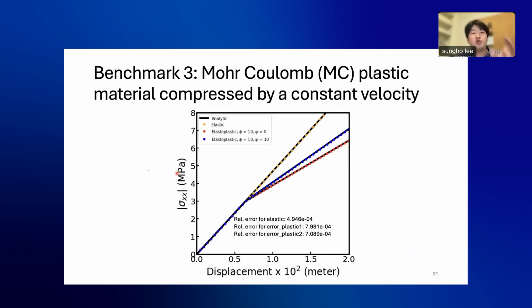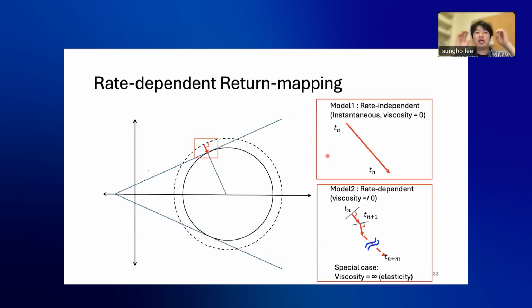So I reuse the previous benchmark again, considering the plastic failure. In either case, whether the two angles, the friction angle and dilation angle, are identical or different, it is well matched with the analytic solution. However, in reality, return mapping does not occur instantaneously. It is a more complex mechanism involving some time-dependent characteristic.